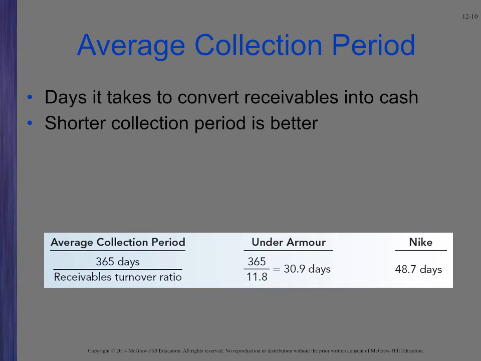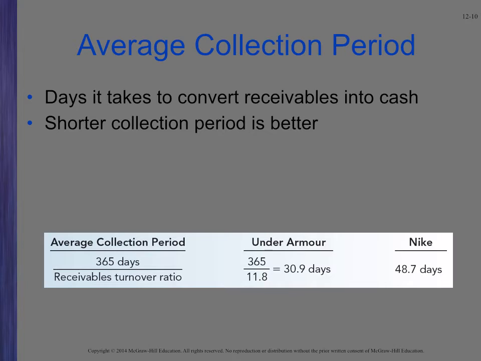The second liquidity ratio is the average collection period. We often convert the receivables turnover ratio into days and call it the average collection period. This ratio measures the days it takes to convert receivables into cash. Don't forget, in this scenario, a shorter collection period is better. The shorter the average collection period, in other words, the better performance for the company.